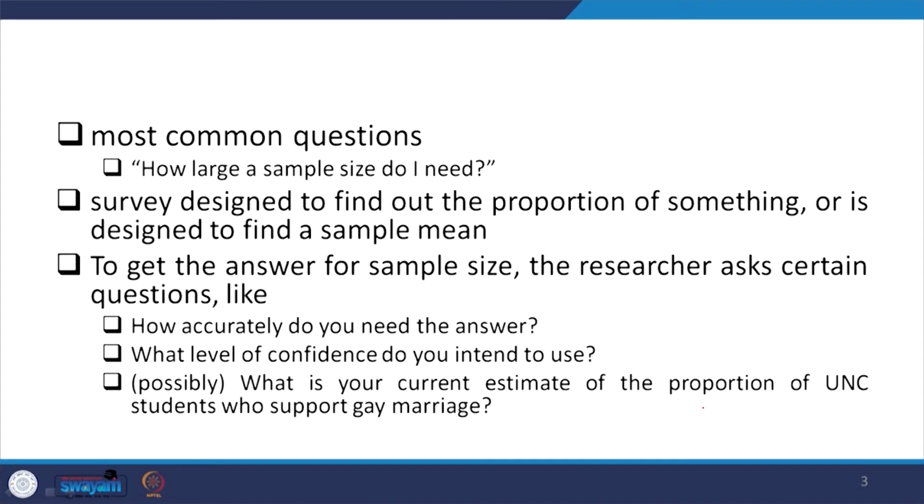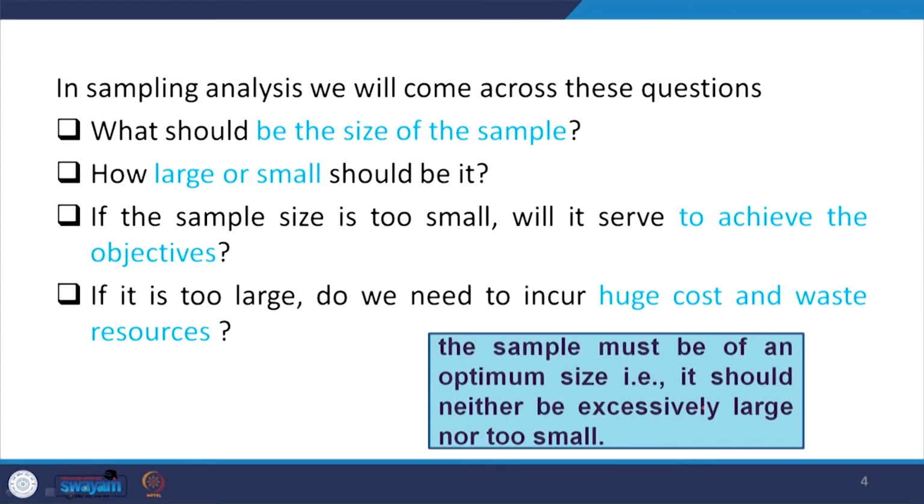Now, we have an example, and we will discuss that in a short while with that example in our slide, that what proportion is actually important. In a sampling analysis we will come across the following questions. What should be the size of the sample, how large or small should it be? If the sample size is too small, will it serve to achieve the objectives? Or else, if it is too large, does it incur unnecessary cost or waste our resources?